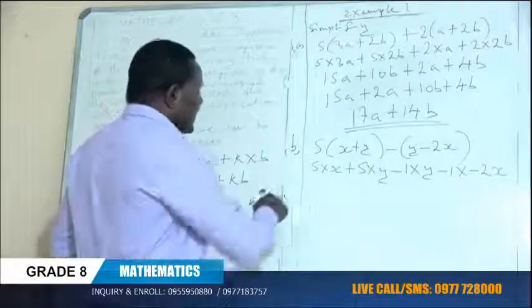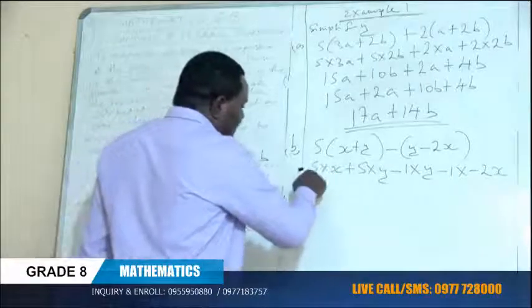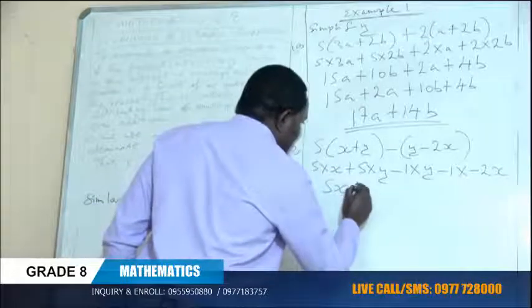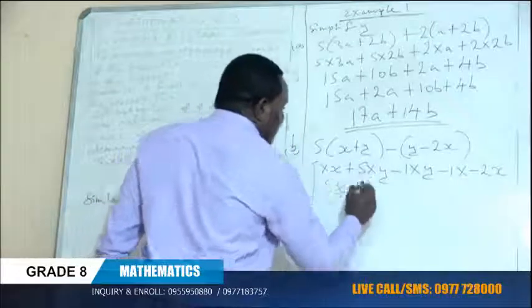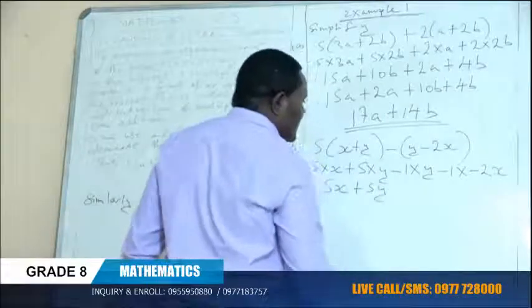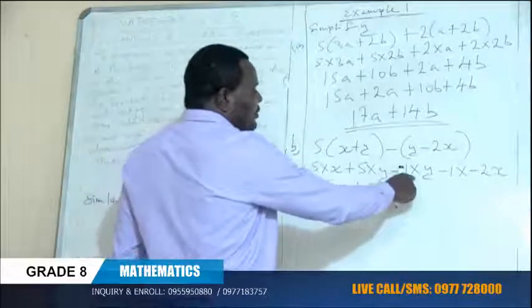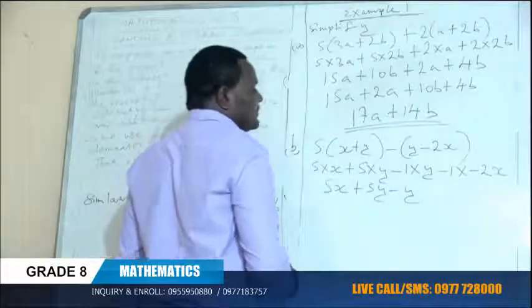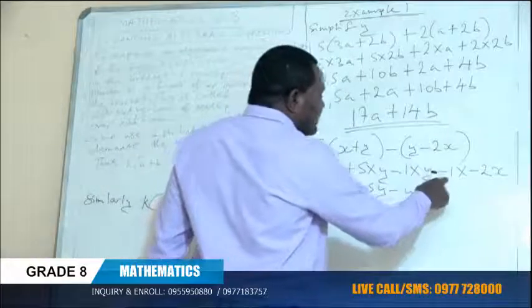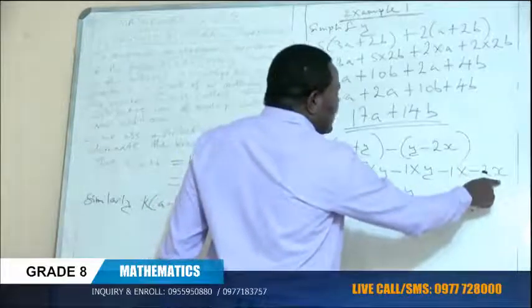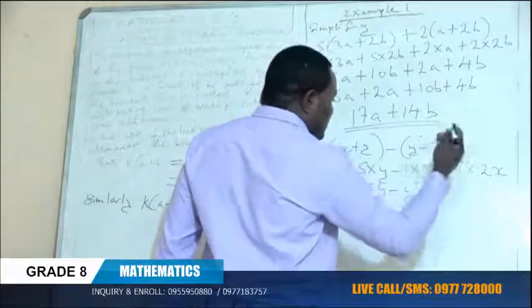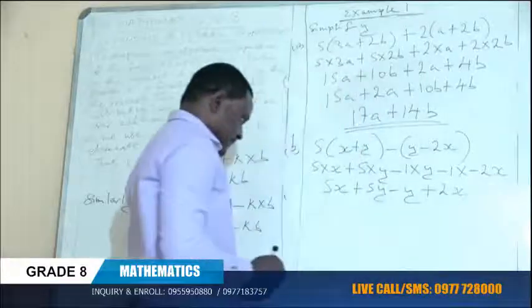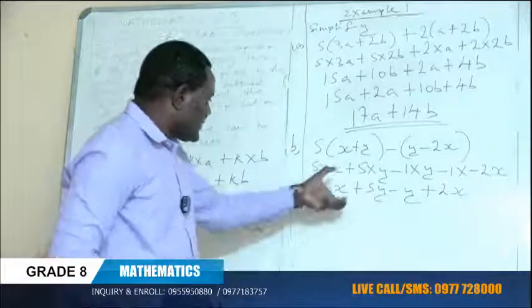So we proceed. It will be 5 multiplied by x, which gives us 5x, plus 5 multiplied by y, which gives us 5y. Negative 1 multiplied by y will be negative y. Then we have negative 1 multiplied by negative 2x. Negative, negative, they cancel out. It becomes positive 2x. We have reached this stage.